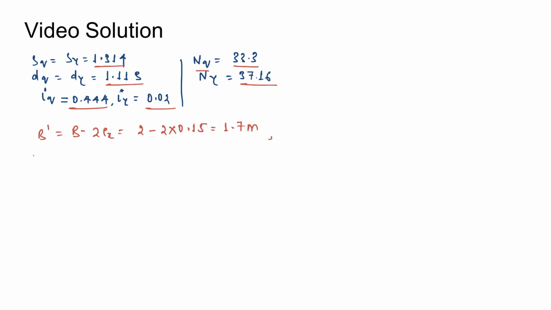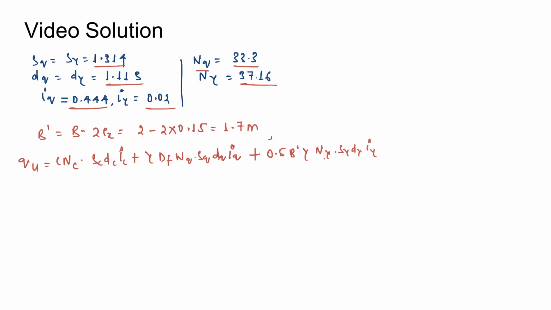Now using Meyerhof's bearing capacity equation, we can calculate the ultimate bearing capacity, that is qu is equal to c Nc Sc Dc Ic plus gamma Df Nq into Sq Dq and Iq plus 0.5 B dash into gamma into N gamma into S gamma D gamma and I gamma. In the question the value of c is given as 0, the unit weight is given as 18 kilonewton per meter cube, the shearing angle is 35 degree and the depth of foundation is 1 meter.